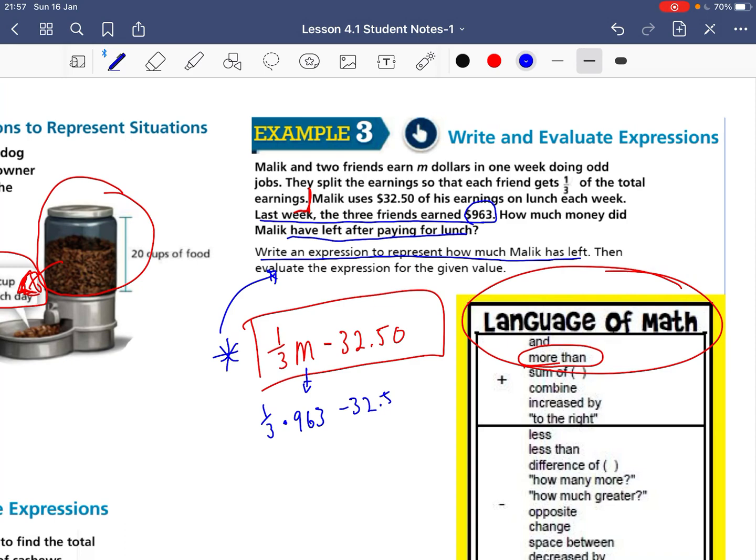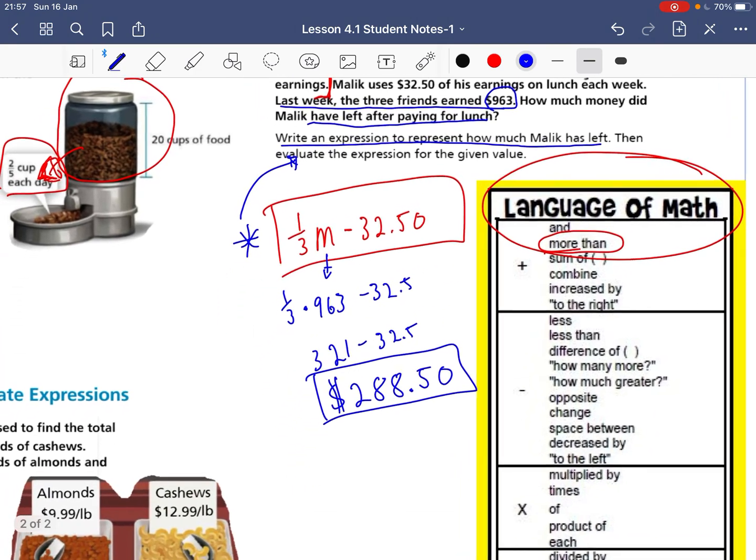So then we multiply 1/3 times 963, or we just take 963 divided by 3, which is 321 minus 32.5. And then when you take 321 minus 32.5, that gives you $288.50. That is how much money Malik would have. Okay?